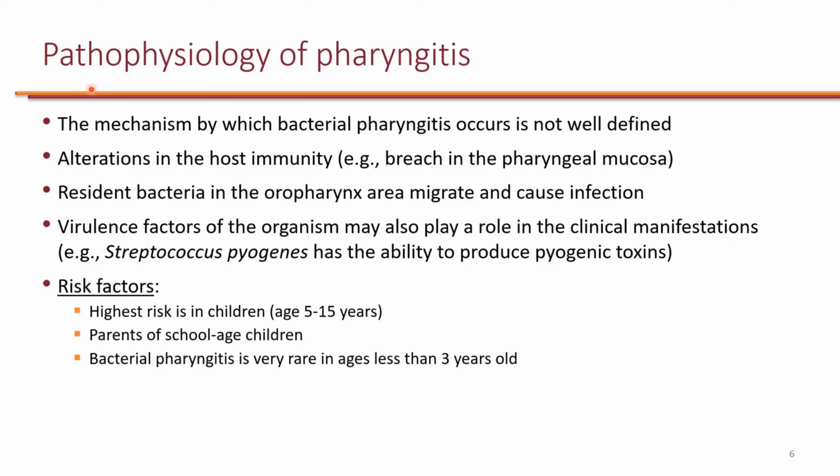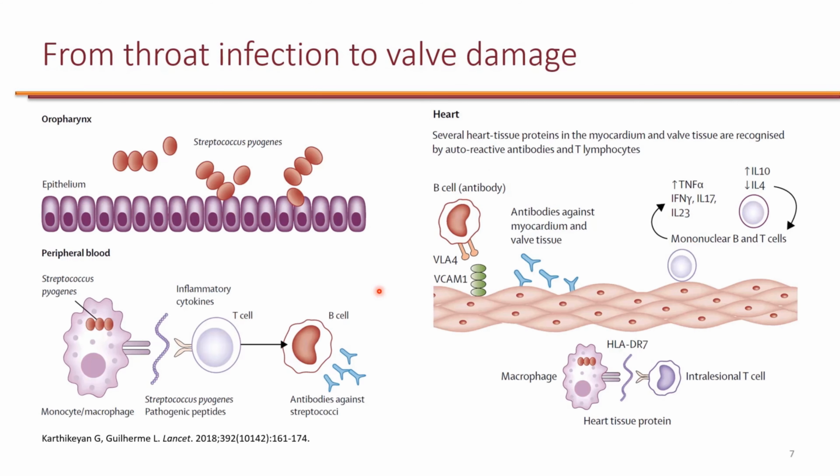When it comes to pharyngitis, the mechanism is not well understood. It's proposed that alterations to the host immunity allow organisms to grow in the pharynx. Although pharyngitis for the most part occurs in children aged 5 to 15, it can also occur in adults, especially in parents of school-age children, because pharyngitis is contagious. Pharyngitis is basically the infection of the pharynx, which is the throat.